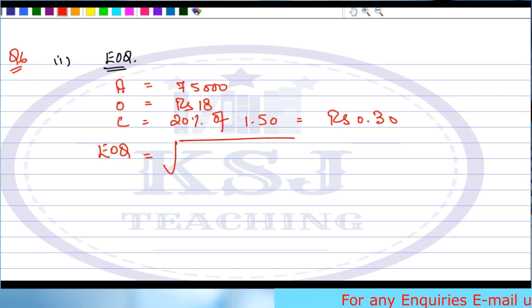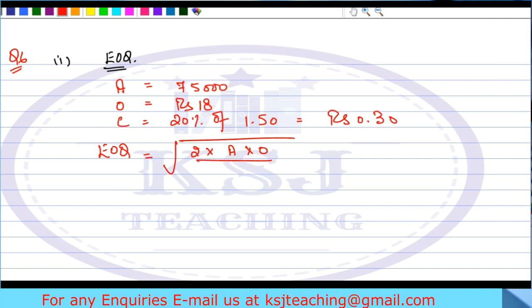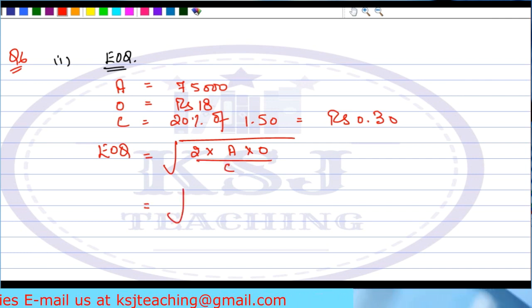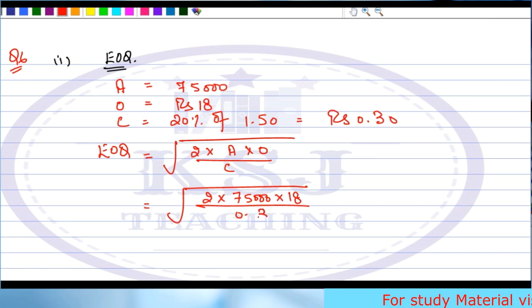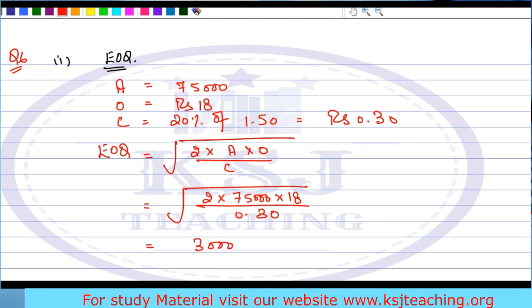That is the square root of 2 multiplied by A multiplied by O divided by C. You have to write these formulas in the examination, right? Do not miss out on this. Do not follow absolute shortcuts. It is advisable to write it. So this comes to 3000 units.